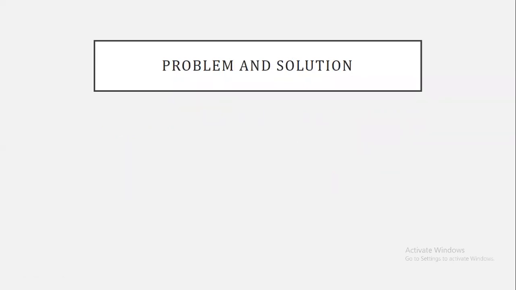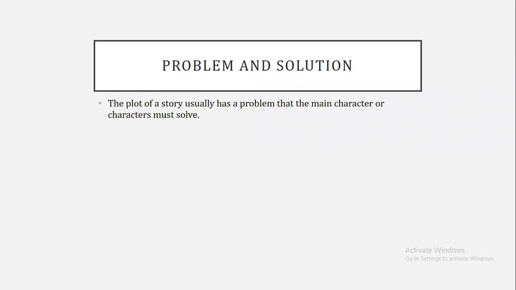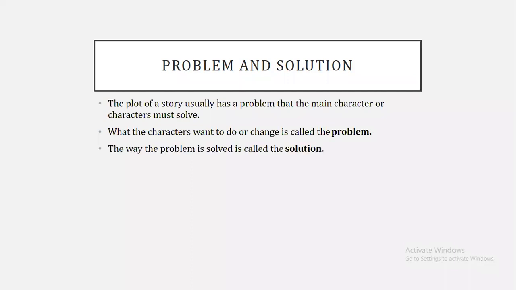All right, so this week we're going to be talking about problem and solution in a story. Okay, what is problem and solution? We know that the plot of a story, so the events in a story, usually revolve around a problem that the main character or the characters must solve. What the characters want to do or change is called the problem. What is the solution? It is the way the problem is solved. Okay, do we all know this?